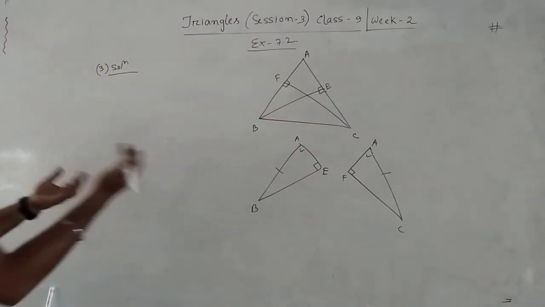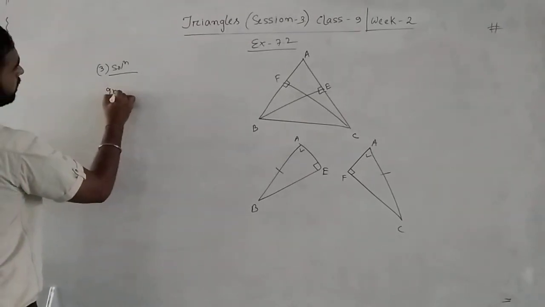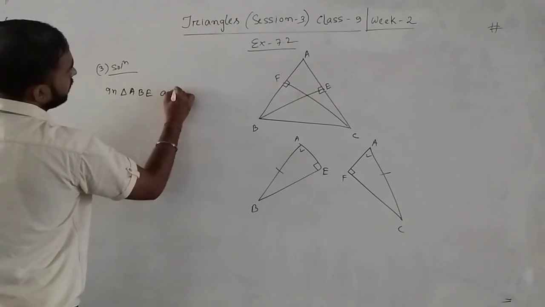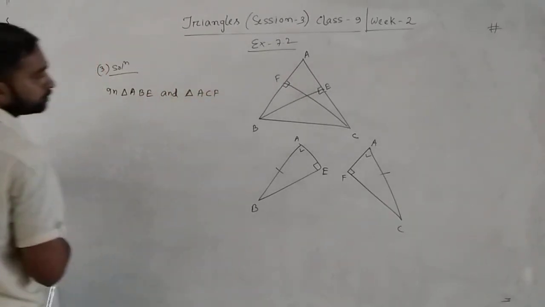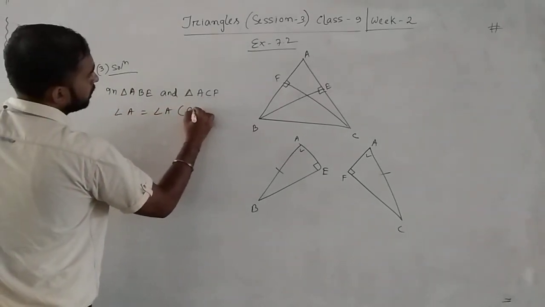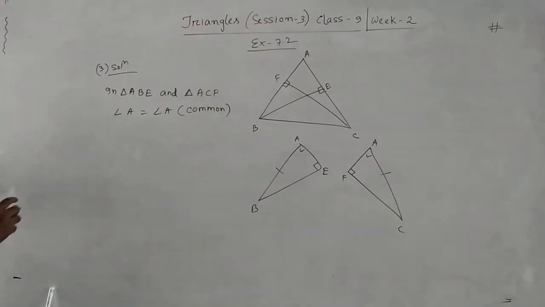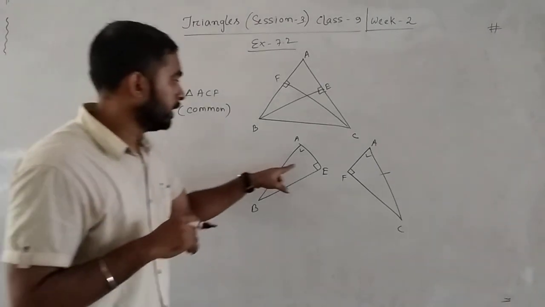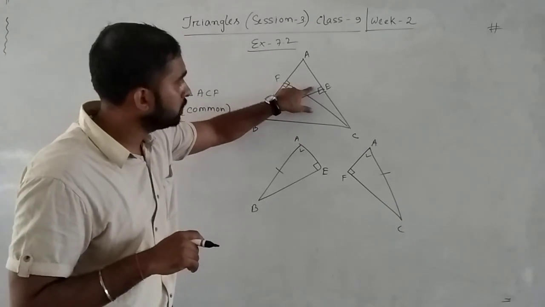So just imagine it in this way. Triangle ABE and triangle ACF. Angle A equal to angle A, common. Then here we can't write angle A, only angle E and only angle F, because E means maybe this one or maybe this one.